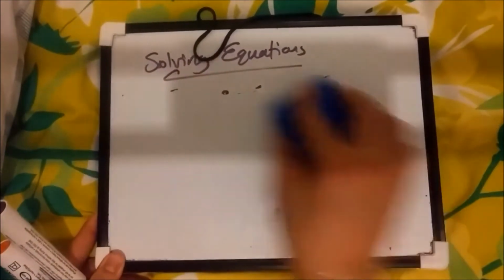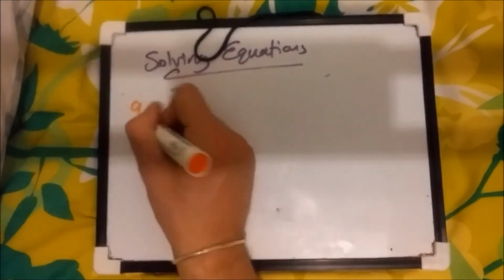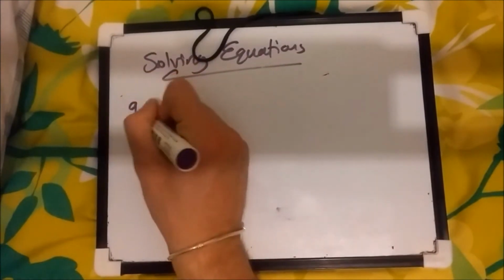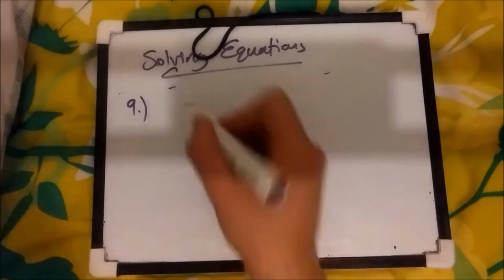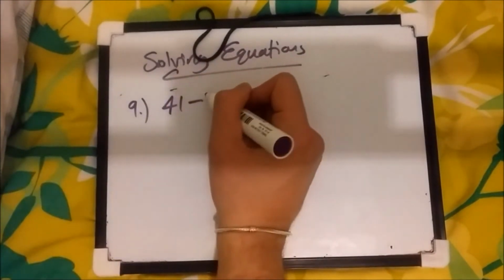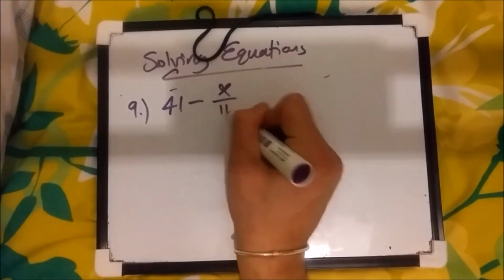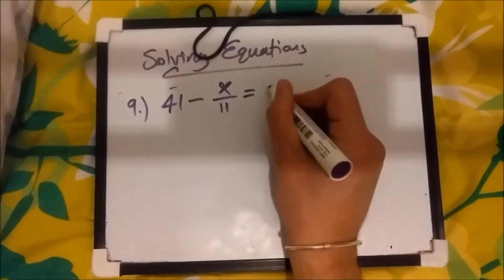2 more questions. Let's do number 9. So, number 9. What's this saying? Oh, you know, orange is quite dry, isn't it? Let's use the purple. So, number 9. We're going to have, oh boy, let's try this one. 41 minus x over 11 equals 35.